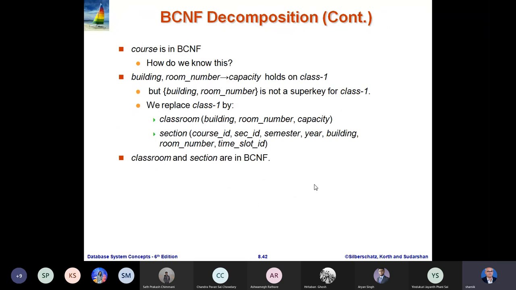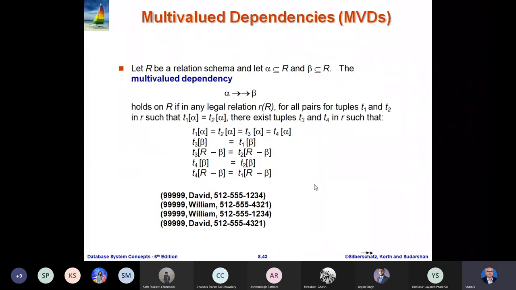Of course, that class hyphen one will not be there in my final set of schemas. So that is what I think got messed up a little bit. I think these arrows came here, but anyway. Next is about the multi-value dependencies.